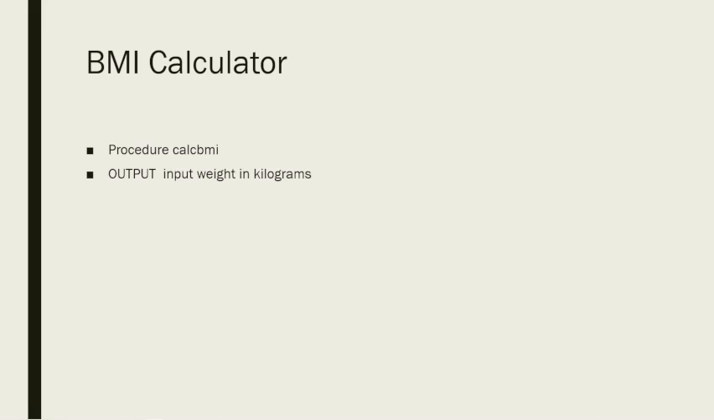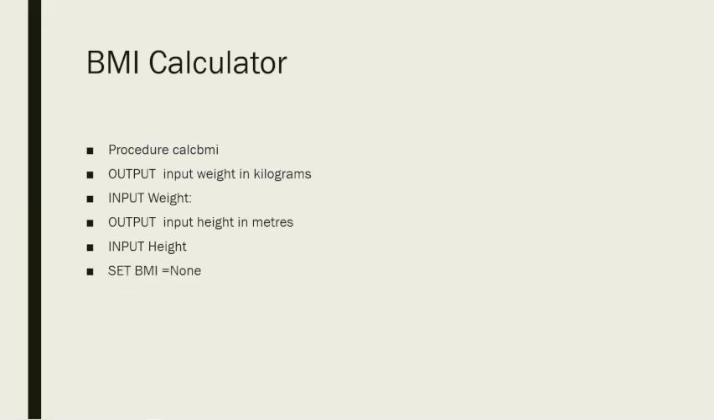Okay, so this algorithm is a procedure, meaning it has no return value. The first line, input weight in kilograms, instructs the machine, this is pseudocode by the way, that we are taking input of weight in kilograms. And the next one takes the input height in meters. So we ask the user to input their height.